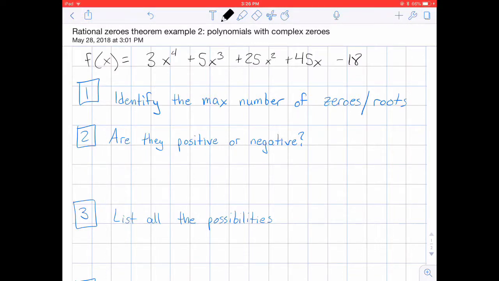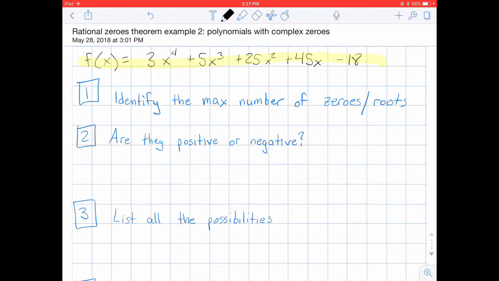This video is going to look at another polynomial, and we're going to factor it in order to find all of the zeros or roots. But in this instance, there are going to be complex zeros. So here's our function. F of x is 3x to the fourth plus 5x cubed plus 25x squared plus 45x minus 18.